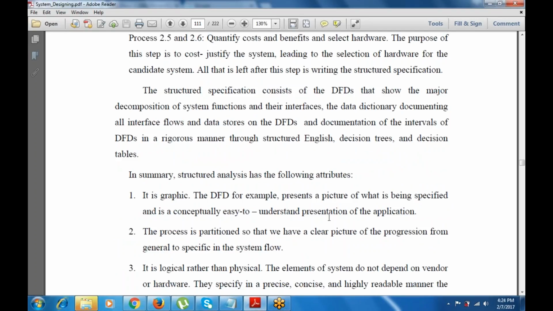Now, what are the various attributes of structured analysis? First one is graphics. It is a graphical format. That means we can represent it with the help of flow diagrams, lines, and the various symbols used with the DFDs.